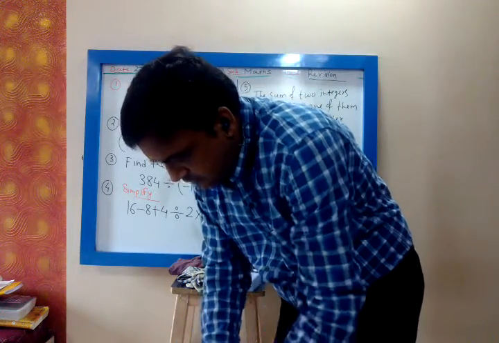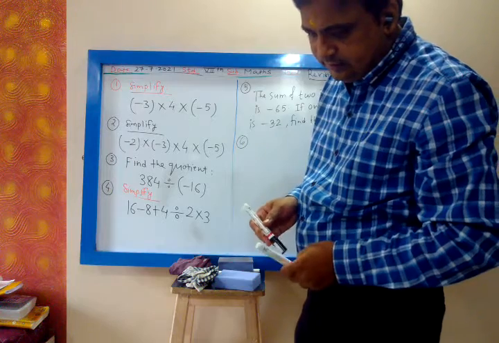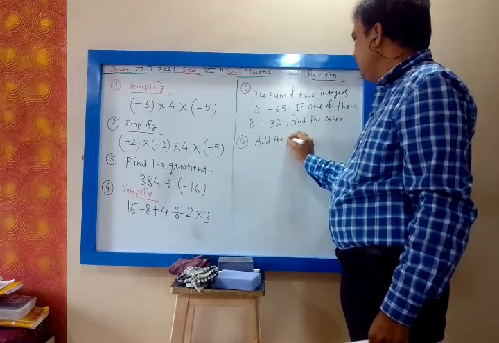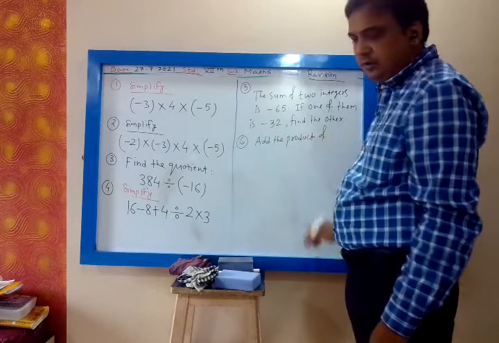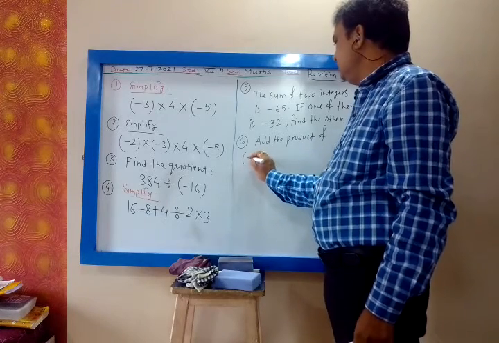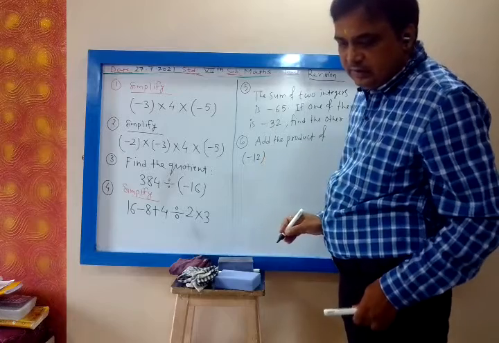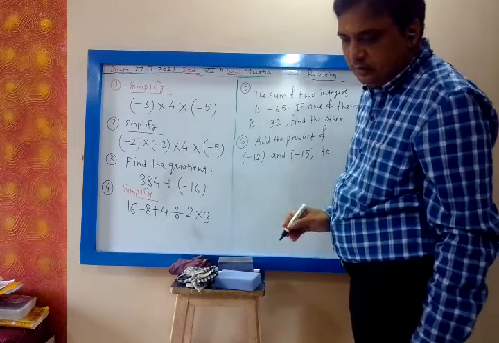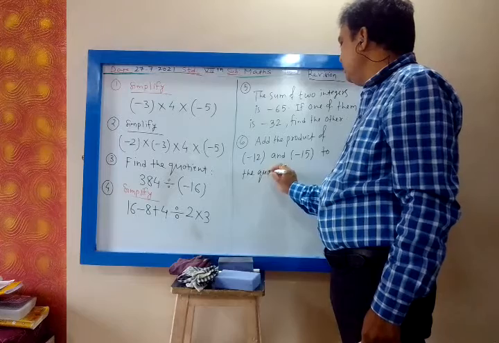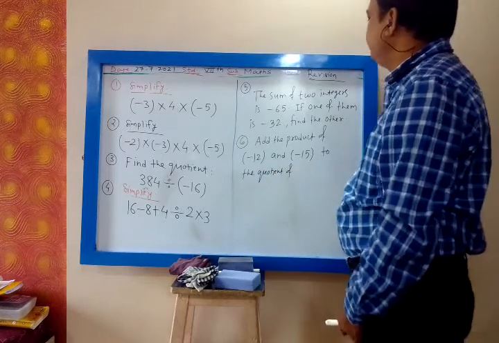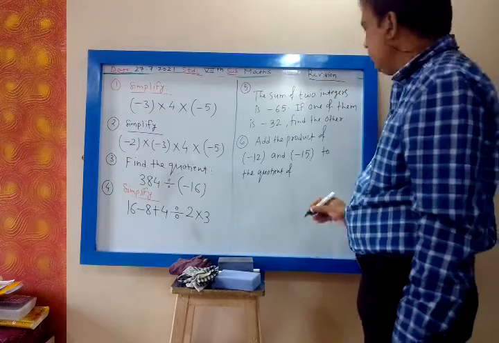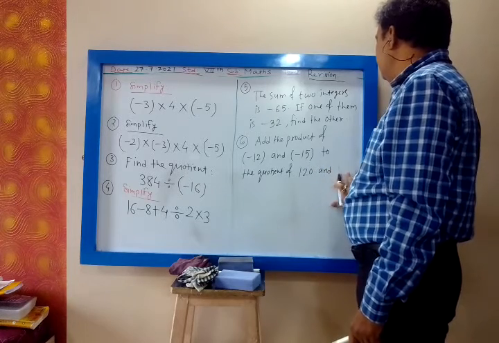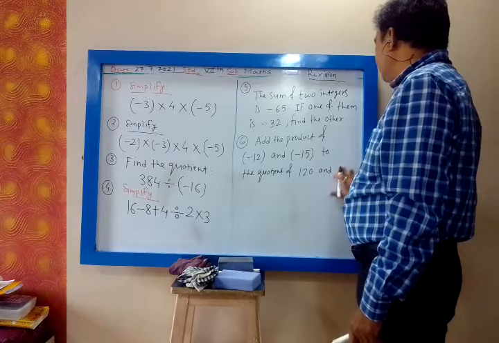Then add the product of -12 and -15 to the quotient of 120 and 15, 120 and 20, 120 and 24.